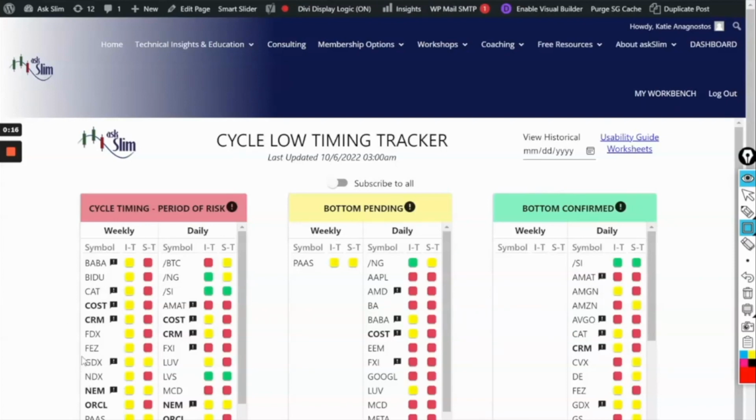GDX is found here on the cycle low timing tracker, which indicates that it is in a period of time when we expect the current weekly cycle in GDX to form a low and begin to move up into the rising phase of the next cycle. It is also found over here on the right, and that indicates that there has been enough positive price action in the daily time frame to trigger the bottom confirmed algorithm for that time frame. Let's go and take a look at the chart.